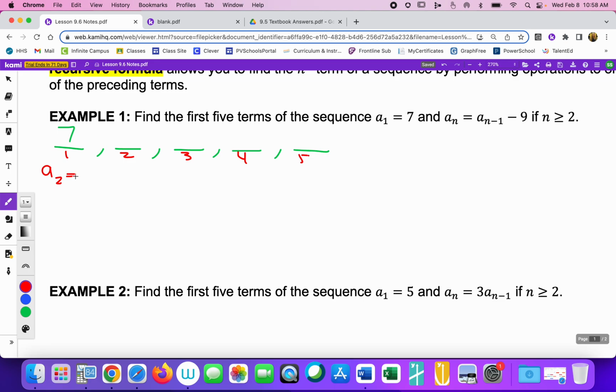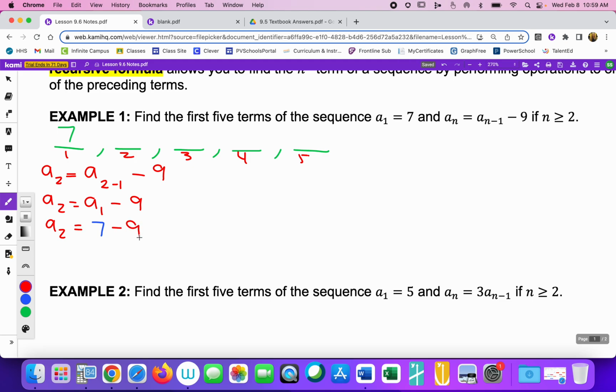Find our second term, plug 2 in where n is. So we have a sub 2 minus 1 minus 9. Now what's 2 minus 1? 1. So what this is saying is the second term is the first term right before it minus 9. What is the first term? 7. So that's why you need that information. So 7 gets plugged in here. So we have the second term is that first term minus 9.